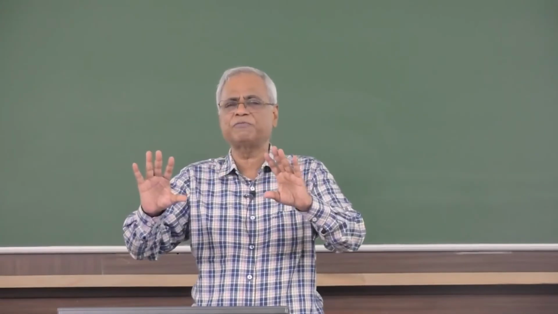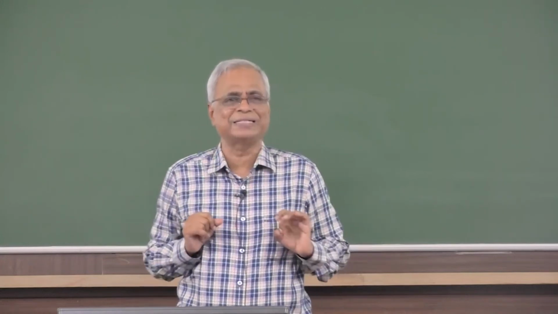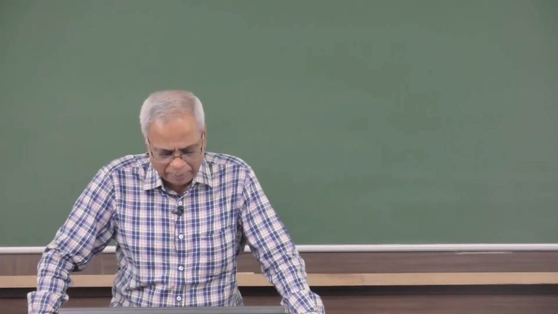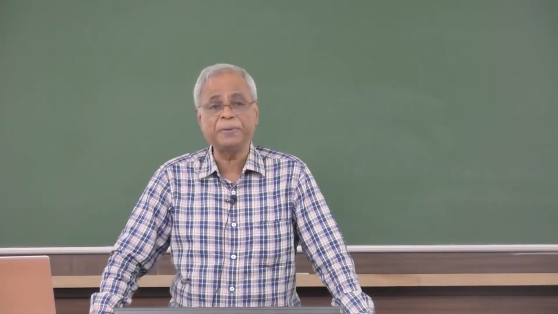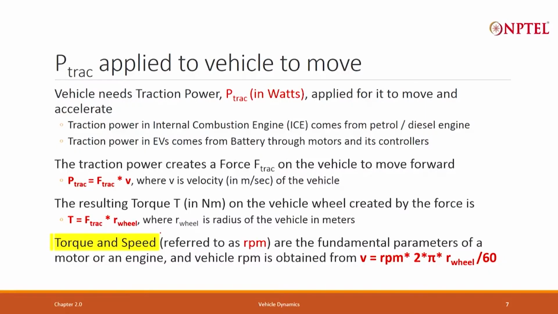In fact, motor is always designed for certain torque speed characteristics. So, these are the fundamental parameters of either a motor or an engine, and a vehicle. RPM is related to the velocity. How is it related? Revolutions per minute. So, RPM multiplied by 2 pi into radius of the wheel. This will give me the total meters that I travel, but this will give me meters per minute. Now, to get meters per second I have to divide it by 60. So, velocity is RPM into 2 pi R wheel divided by 60.